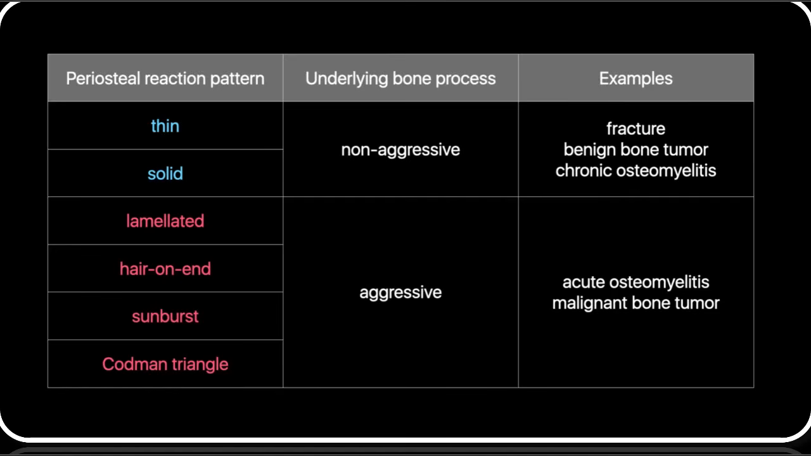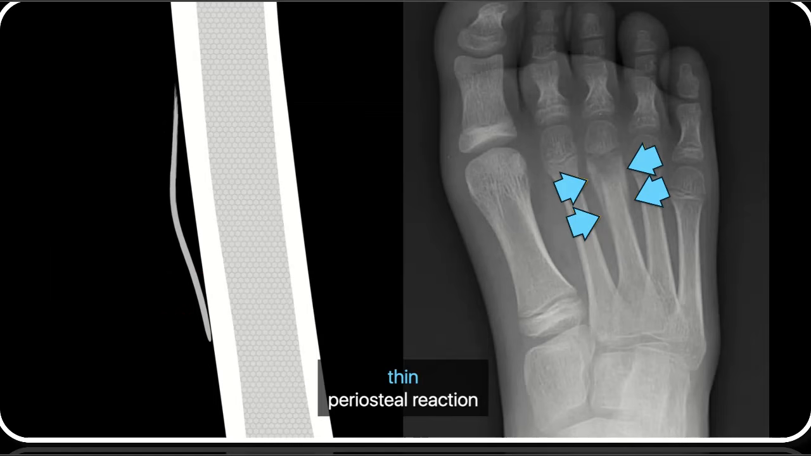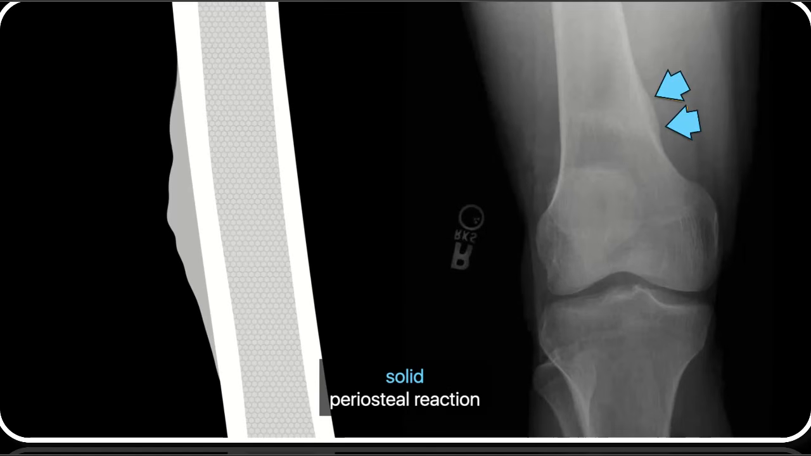When you notice the presence of a periosteal reaction on an X-ray, it's an important hint that there's some sort of cortical bone insult, and the periosteal reaction pattern may help suggest if the insult was non-aggressive or aggressive. When you see a thin line around bone, it can be from something like a fracture or even a benign tumor. Here's another example, but this one's more solid.